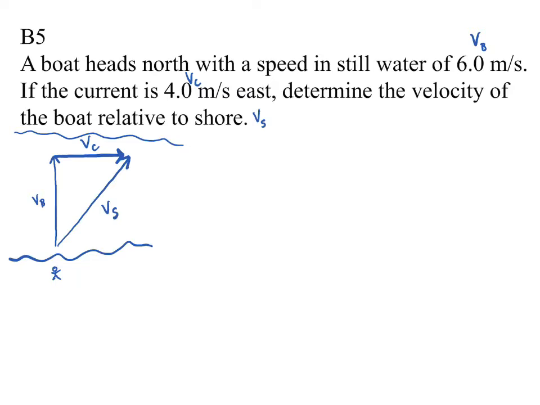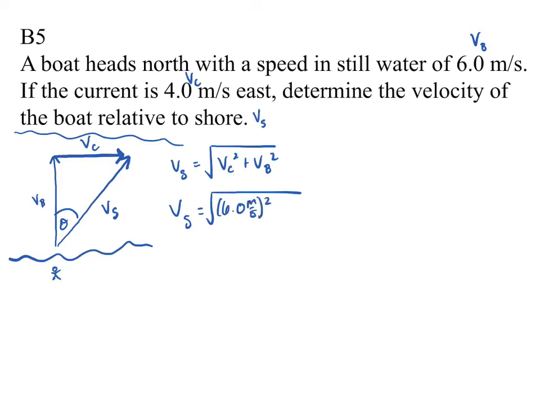Okay, so remember, if we ask for velocity, that's the magnitude, but velocity is also a vector, so we need the angle as well. So I'm going to find both of those. I know the velocity relative to the shore. In this case, it is the hypotenuse, so I'm just going to use Pythagoras where I add the other two together. And we get a velocity relative to the shore of 7.2 meters per second.